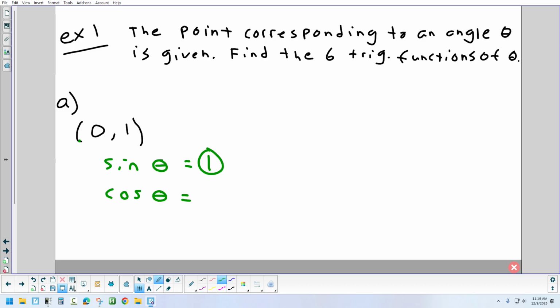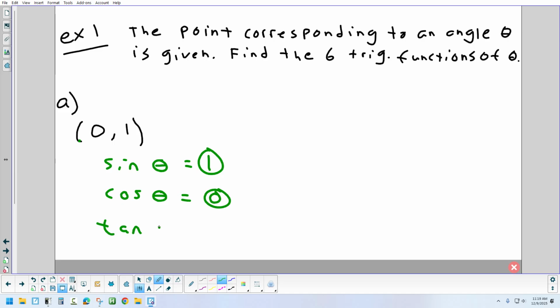What's the formula for cosine? Yep, x. And what is the x value of the location of this angle? 0, yep. And when I say the location of the angle, I mean the point where the terminal side of the angle hits the circle. That's what I mean.